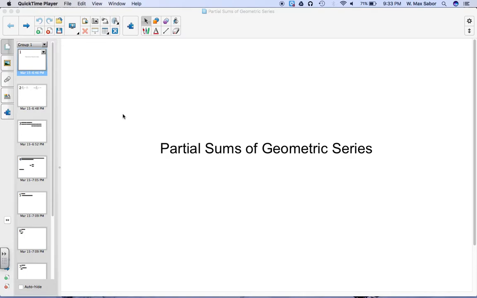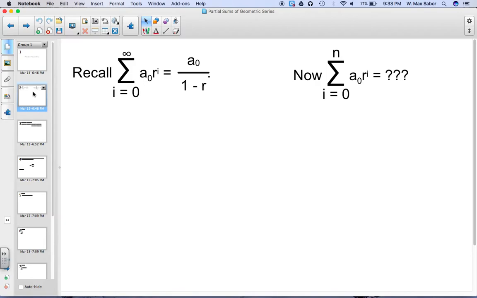Partial sums of geometric series. Previously, we talked about the infinite sum. And it's weird that we're going from infinite stuff to finite stuff. You'd think that finite stuff would be easier, but we're going to use the infinite stuff to prove the finite stuff. So recall that the sum from 0 to infinity of a sub 0 r to the i is a sub 0 over 1 minus r.